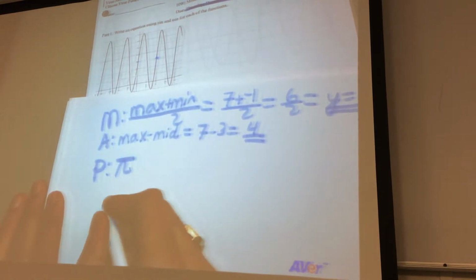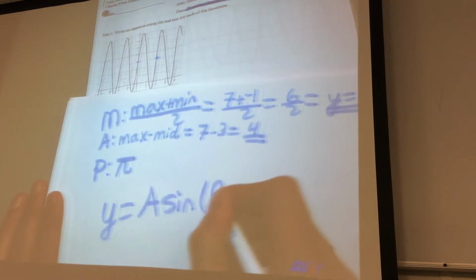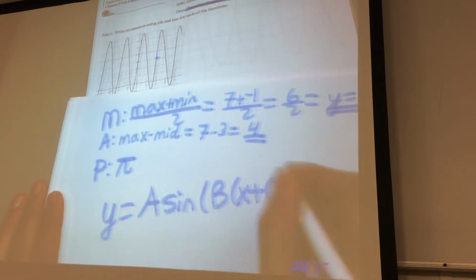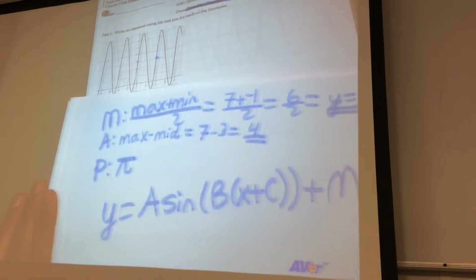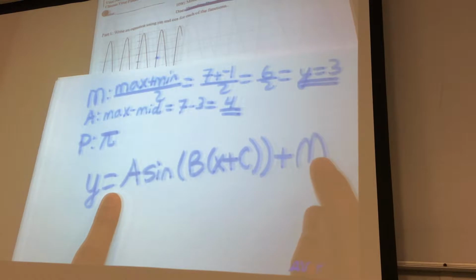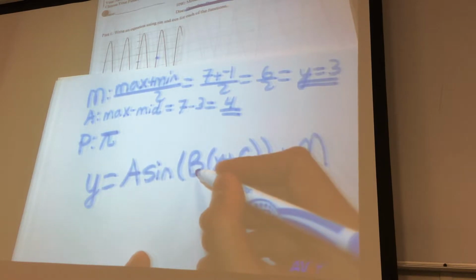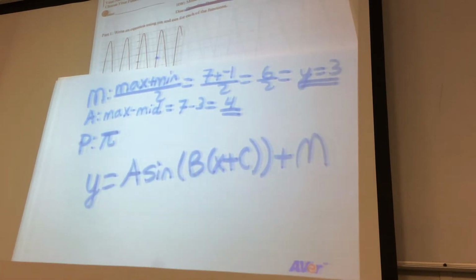Why do I need to find b? Because remember, this is the equation I'm writing. A is amplitude, M is midline, C is the shift horizontally. But B relates to the period. B is called the frequency. It's a physics term. You should ask Tarek about it.